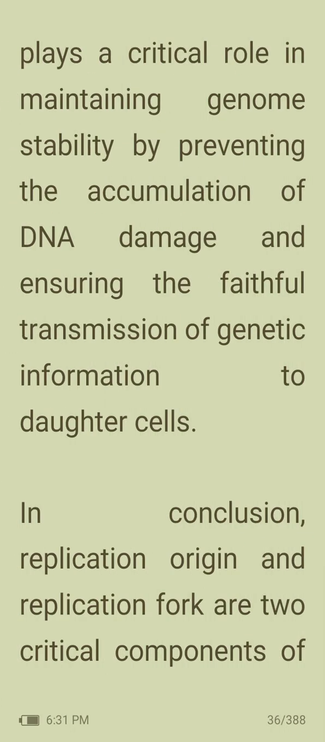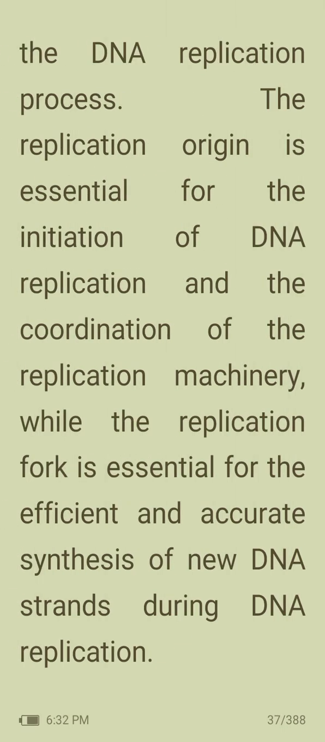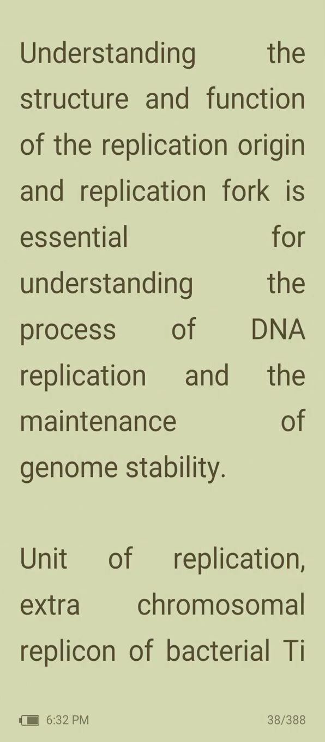The replication fork also plays a critical role in maintaining genome stability by preventing the accumulation of DNA damage and ensuring the faithful transmission of genetic information to daughter cells. So, in conclusion, replication origin and replication fork are two critical components of the DNA replication process. The replication origin is essential for the initiation of DNA replication and the coordination of the replication machinery, while the replication fork is essential for the efficient and accurate synthesis of new DNA strands during DNA replication.